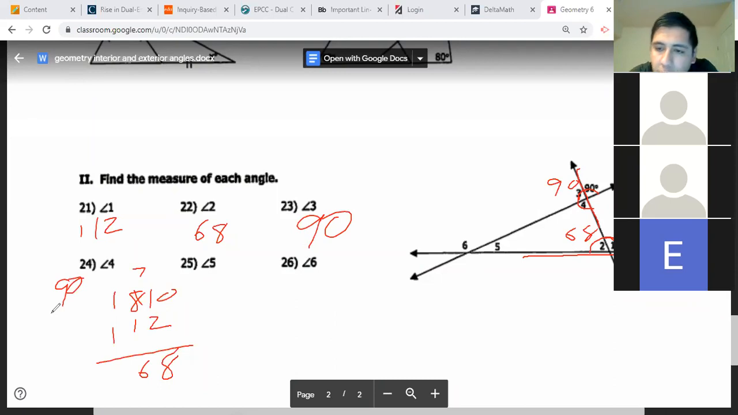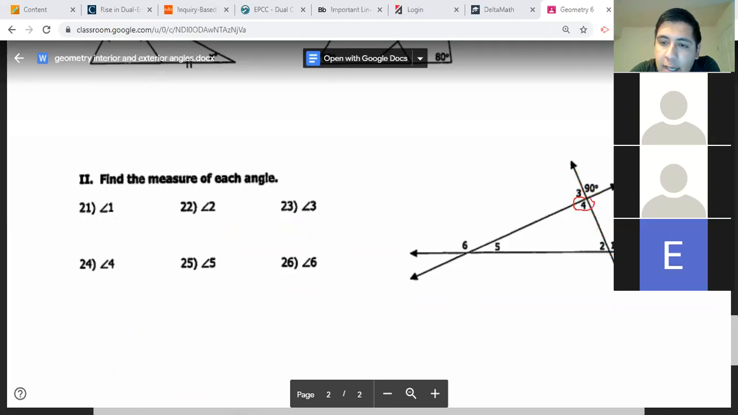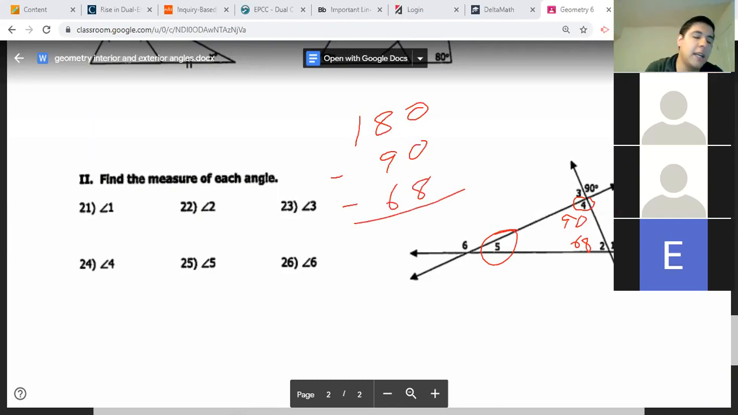Okay. So now we have enough information to find the third angle. So we know that angle 4 is 90 degrees, and we know that angle 2 is 68. So how would we find angle 5? Subtract them from 180. Exactly. It's basically 180 is like the magic number here, right? So 180 minus 90 minus 68 gives us 22. So those are the angles inside of the triangle.